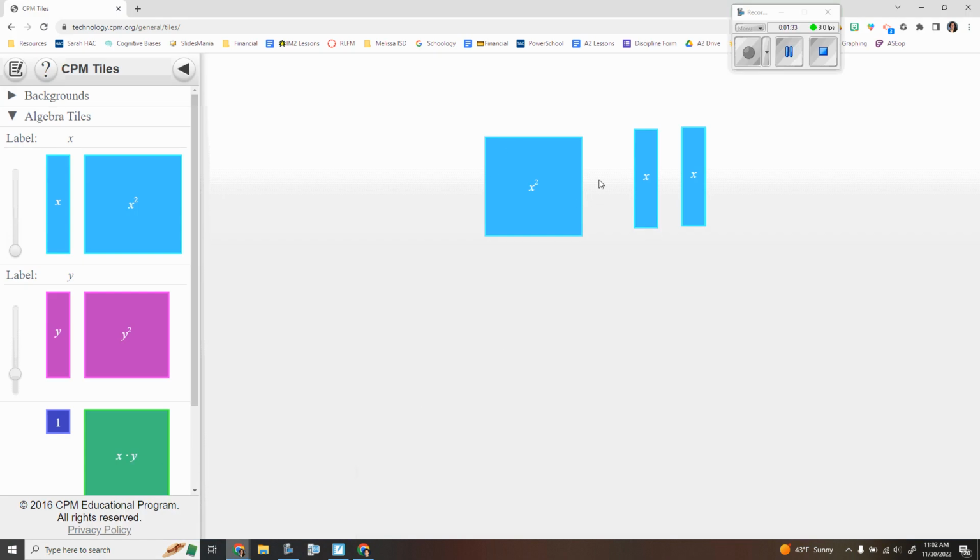In order to make this into a perfect square, I have my x squared term here, I have my two x's, and then I need to take this and drop it here, because then my sides would be x plus 1. So a side of x plus 1, thinking into the rectangles that we build. In order to make this a square, I need to add one tile in here.